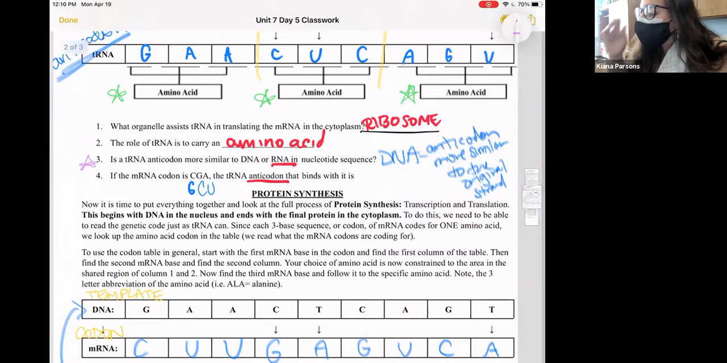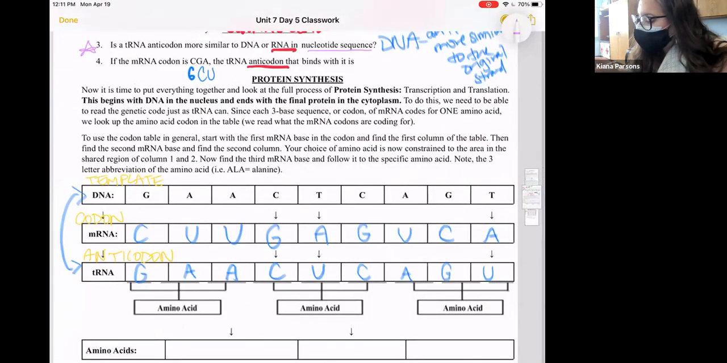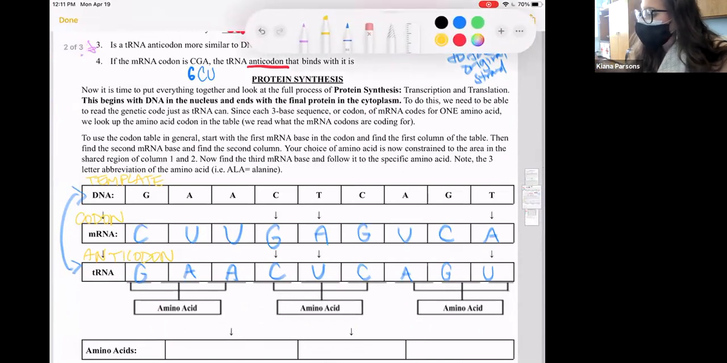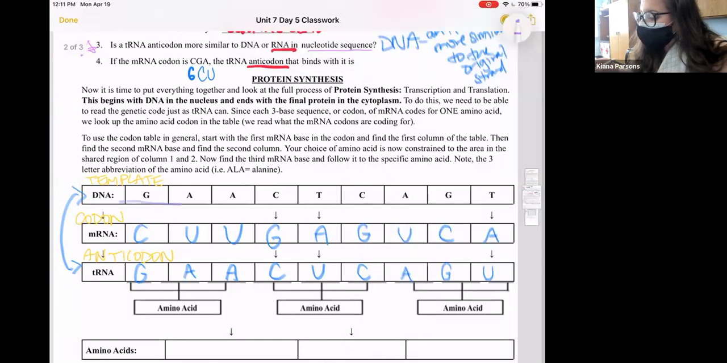Is the tRNA anticodon more similar to DNA or RNA in nucleotide sequence? So you may have said that tRNA is more similar to the mRNA because they're both RNA, right? There is no thymine in tRNA or mRNA, but take a look at the strand of DNA compared to the strand of tRNA, and you might notice that they're basically exactly the same.